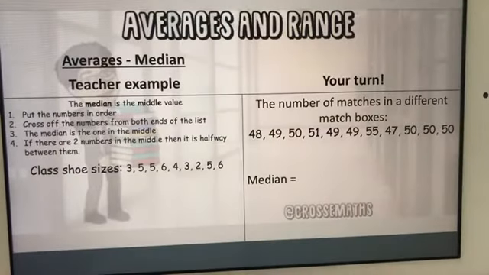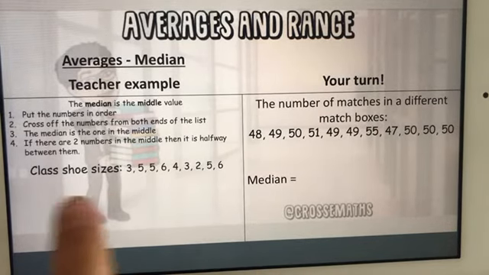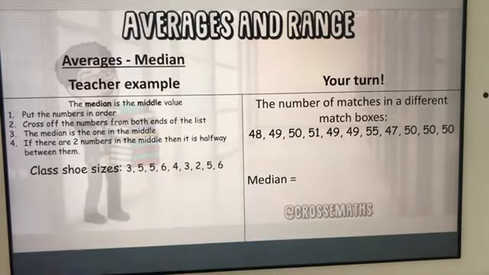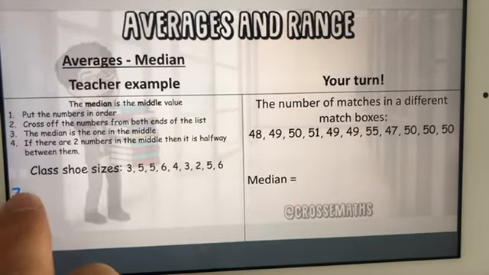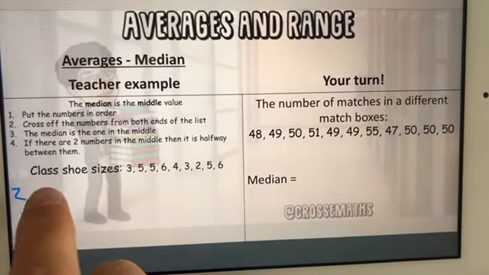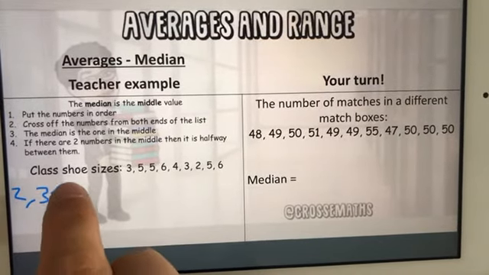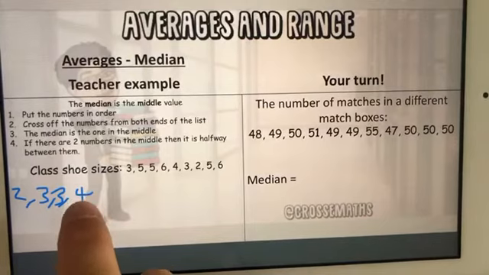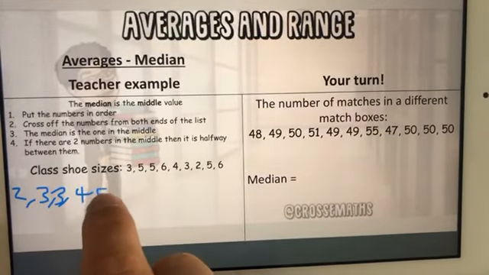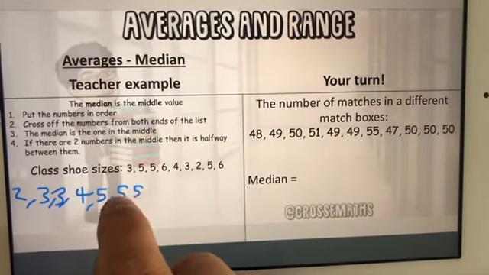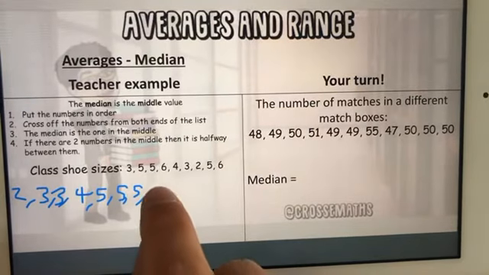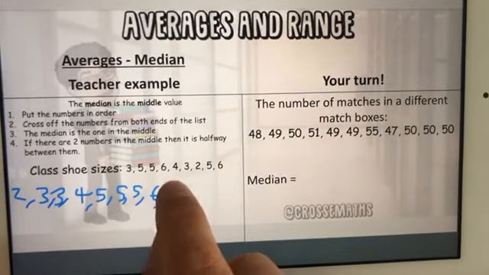Let's move on. Right, so you'll notice the example numbers and the question numbers repeat themselves because we're just talking about different things. I'm using the same numbers each time. So again, we're going to put these in order. We have to this time. So I've got 2, 3, 3, 4, 5, 5, 5, and 6 on the end.